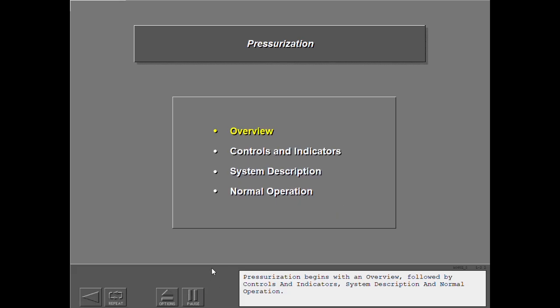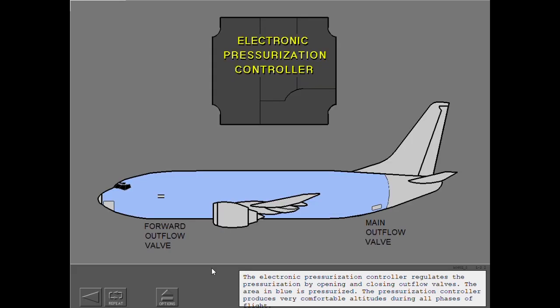Pressurization begins with an overview, followed by controls and indicators, system description, and normal operation. The electronic pressurization controller regulates the pressurization by opening and closing outflow valves. The area in blue is pressurized. The pressurization controller produces very comfortable altitudes during all phases of flight.